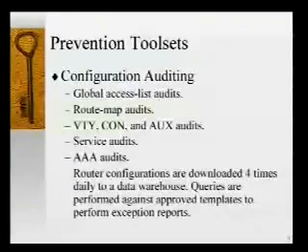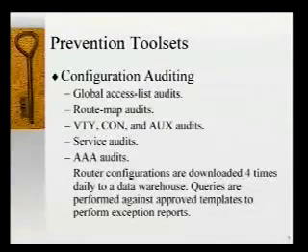So some of our prevention tool sets, we're really big on configuration auditing, global access list audits. We have a specific access list that we've templated for peers, and that's something that we would call a global access list. In other words, it's applied everywhere on our peering interfaces. So we audit those, we pull them down 4 times a day. We make sure that they coincide with our provisioning database and make sure that they're correct.